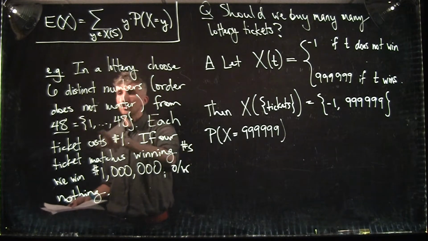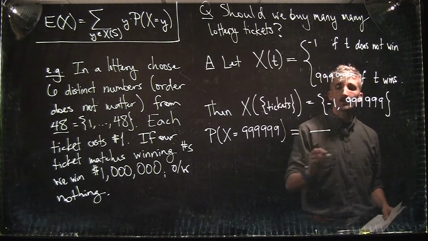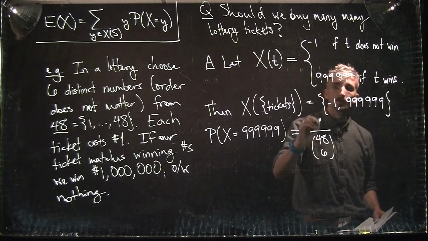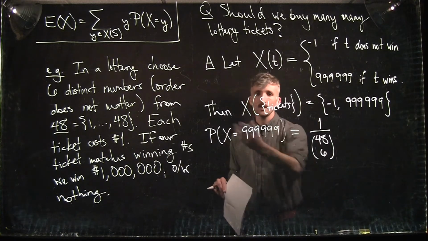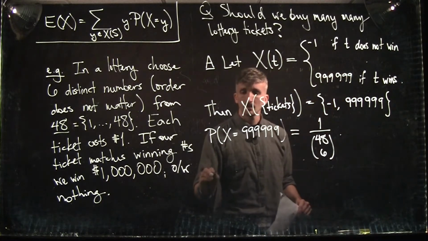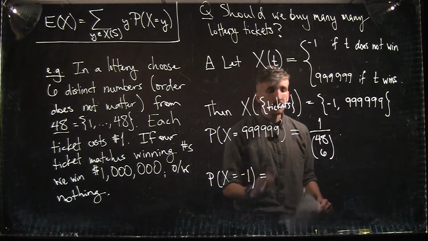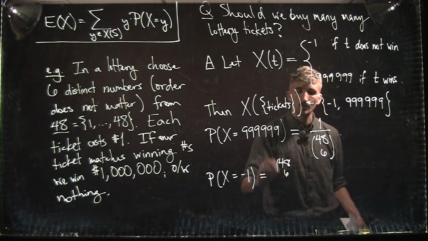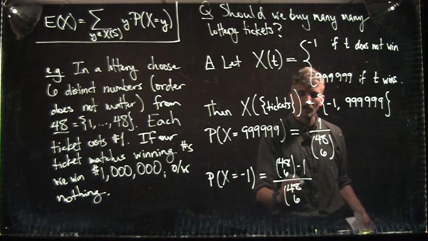We're choosing 6 numbers from a set of size 48. So we see that the total size of the sample space is 48 choose 6. There's only one winner. So this is a rather large number, which I won't write out. This is the probability that X equals 999,999. Meanwhile, the probability that X equals -1 is, well, the complementary probability, right? It's the probability we choose a non-winner. So that's 48 choose 6 less 1 divided by 48 choose 6.